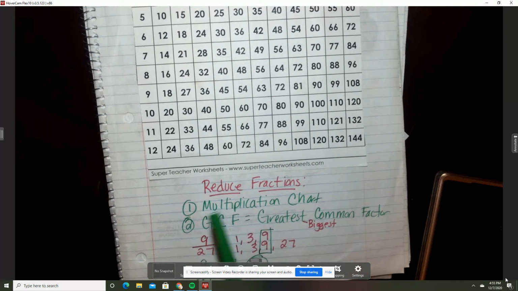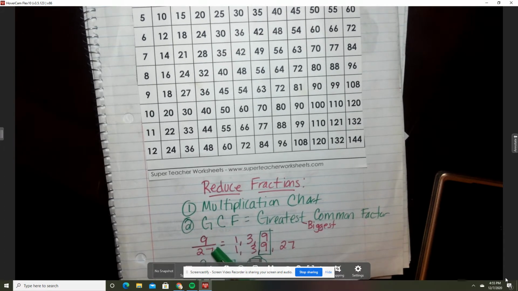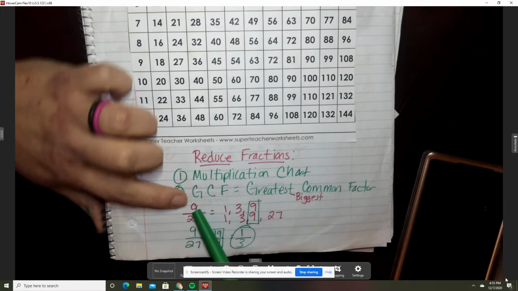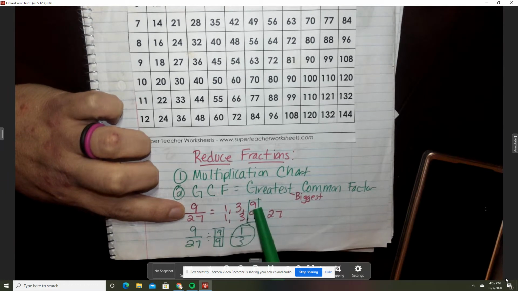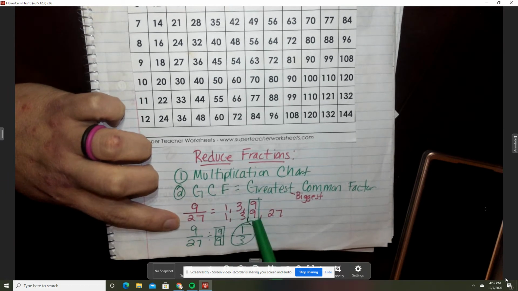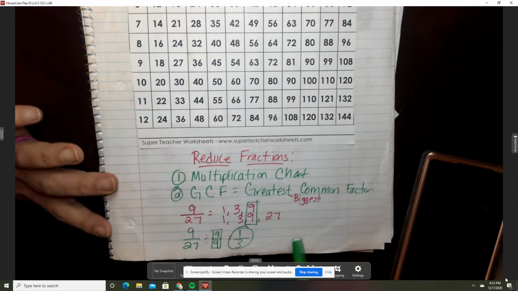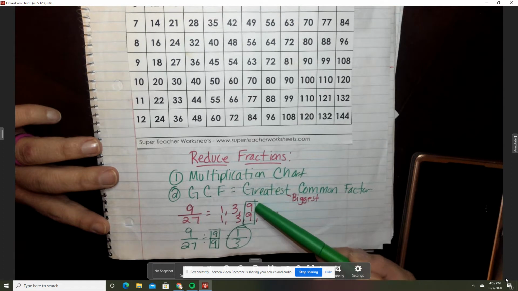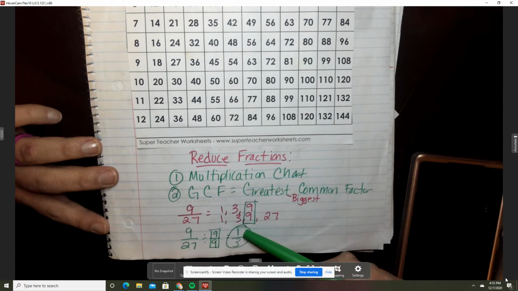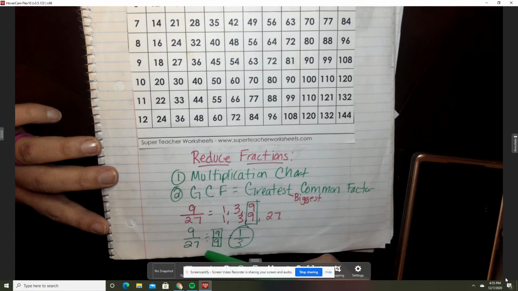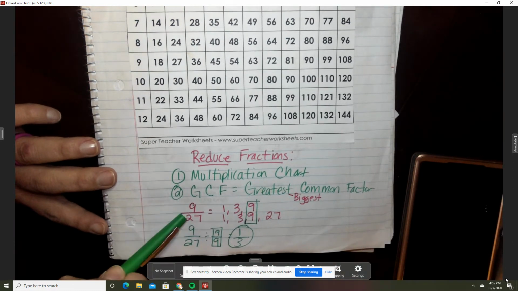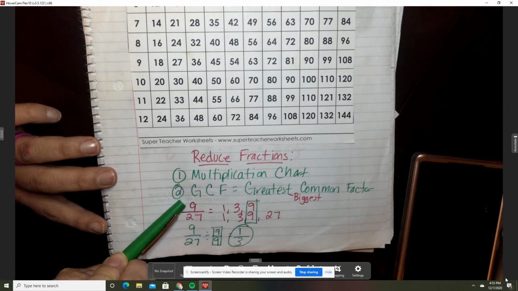All right, so to reduce fractions, you're either going to use a multiplication chart or you're going to come up with the greatest common factor, like 9 and 27. You list their factors: 1, 3, and 9. 1, 3, 9, and 27. Then you find the greatest common factor and divide by that number. So 9 goes into 9 one time, 9 goes into 27 3 times. So you can do either way and reduce the fractions.